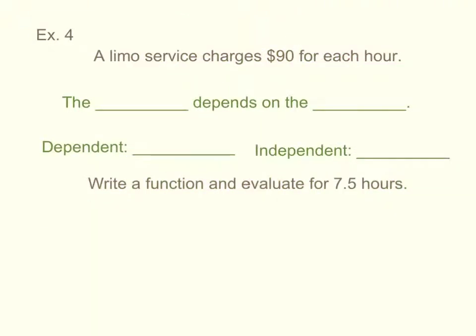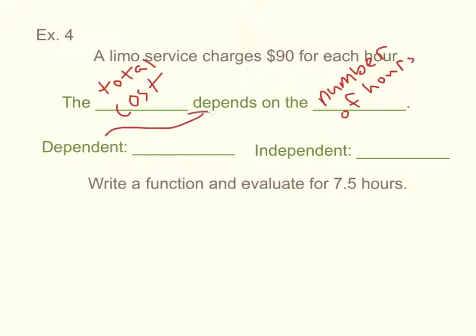Okay, example 4. A limo service charges $90 for each hour. We know that the longer you're in a limo, the more money you're going to have to spend. So that means that the total cost depends on the number of hours. So I can take my dependent from whatever it depends on, so the total cost depends on the independent variable, which is our number of hours.